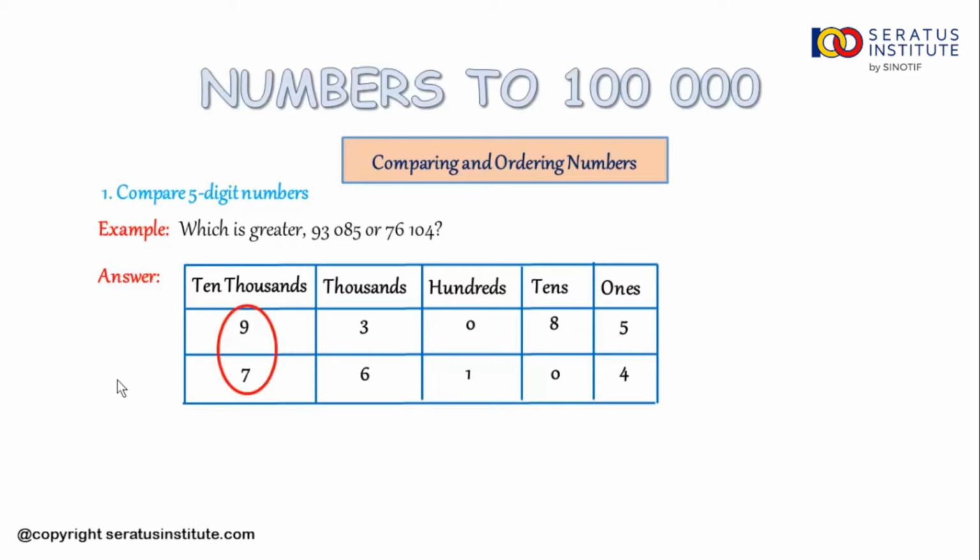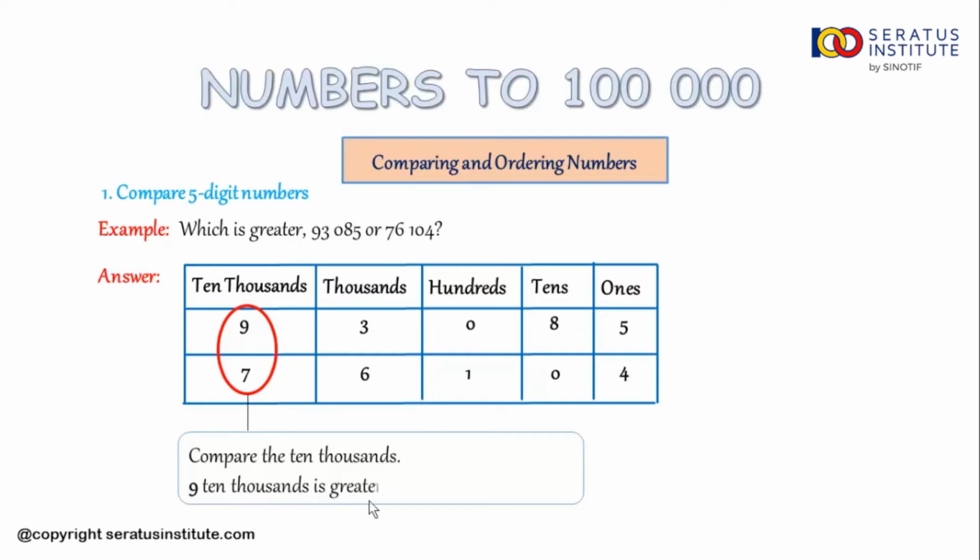The first thing we have to do is compare the numbers in the 10,000s, that is 9 and 7. Compare the 10,000s. 9 ten-thousands is greater than 7 ten-thousands. So 93,085 is greater than 76,104. That's for the first point.